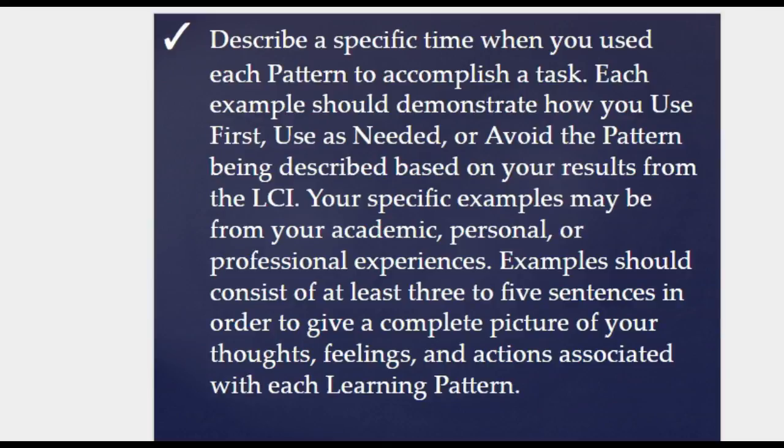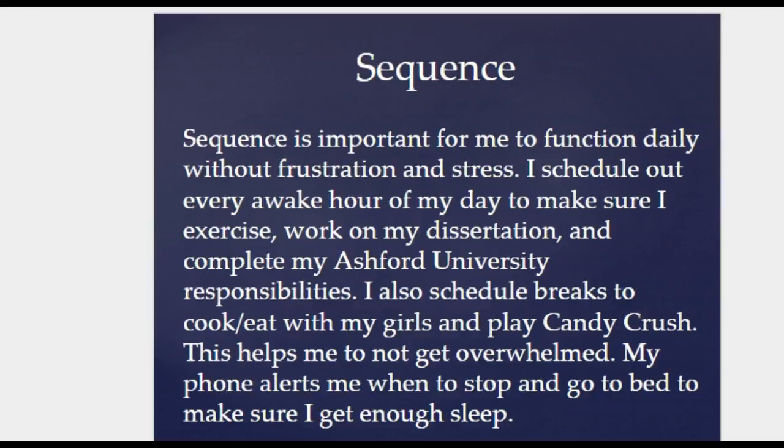So the second bullet asks you to describe a specific time where you use these learning patterns and how you use the levels, and provide examples of at least 3 to 5 sentences. So I'm only going to look at one of those categories to show you what it looks like for 3 to 5 sentences for one of the learning patterns, but you are going to be required to provide this information for each of the 4 learning patterns. So I picked sequence to use as an example.